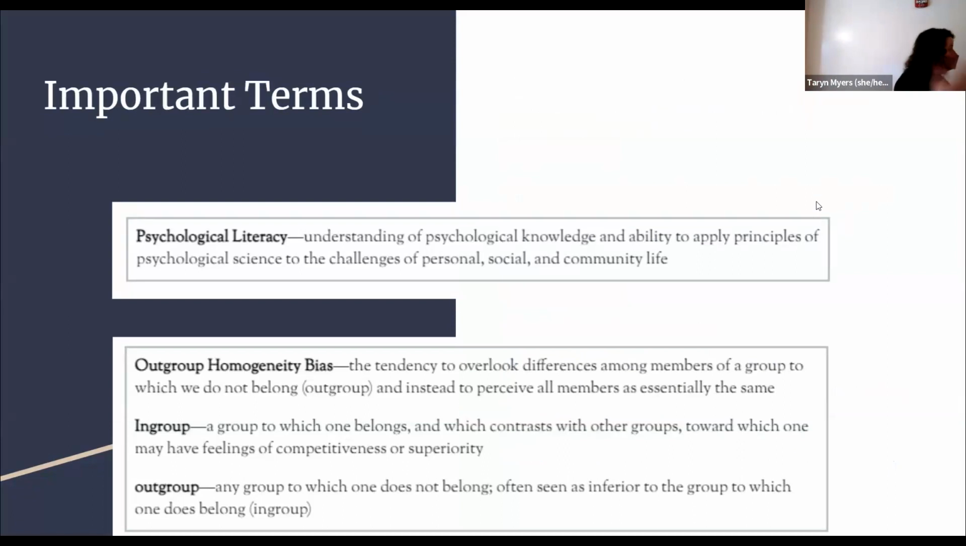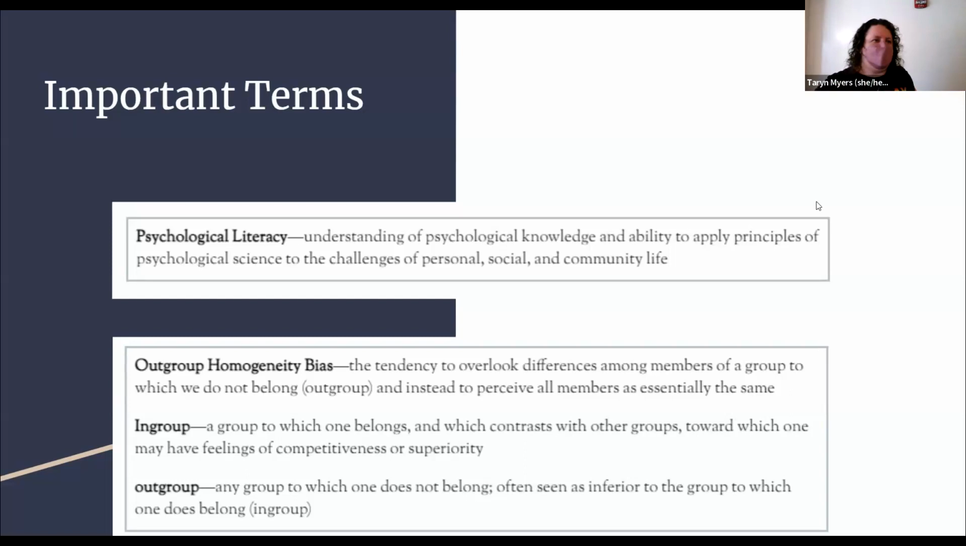So we've been talking about scientific literacy in general, but your book specifically defines psychological literacy, which is the understanding of psychological knowledge and the ability to apply principles of psych science to the challenges of personal, social, and community life. Again, everything we're doing in this class, right? And also what the people who are existentialists want you to do.